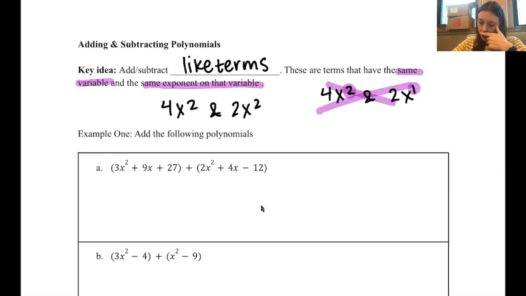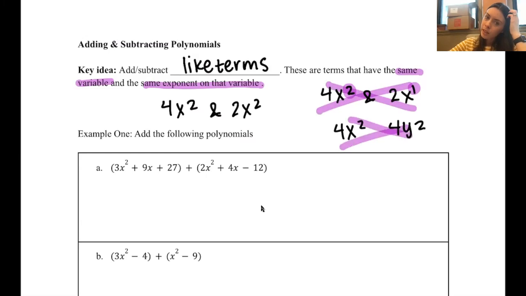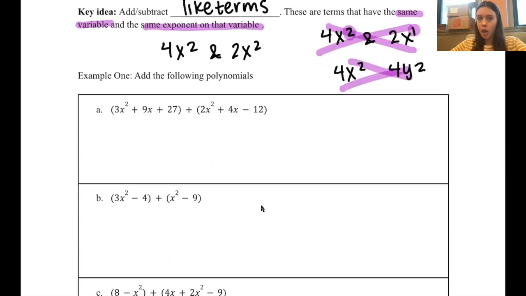Another example of non-like terms would be 4x squared and 4y squared. Yes, they both have an exponent of 2, but they have different variables. And so those also would not be considered like terms. And so again, we've done a little bit of this before, but we haven't really ever done it with anything besides just x's. We've never used x squareds before. So I'll walk you through.